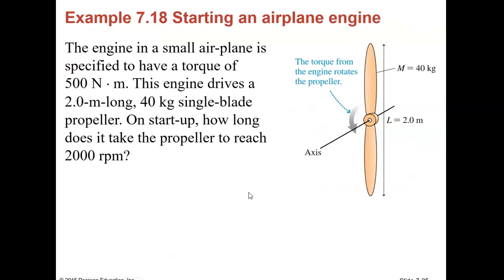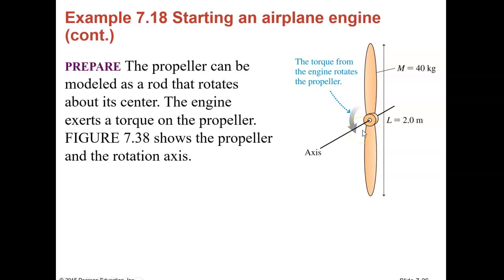So we have an airplane propeller. The engine in a small airplane is specified to have a torque of 500 Newton meters. This engine drives a 2 meter long, 40 kilogram single blade propeller. On startup, how long does it take for the prop to reach 2,000 RPM? So again, the prop can be modeled as a rod that rotates about its center.